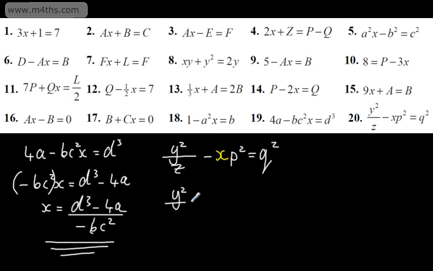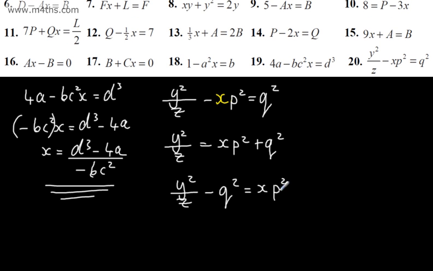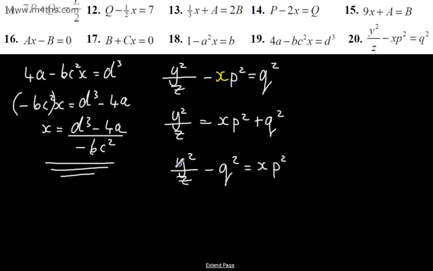I'm going to say that y squared over z will be equal now to positive xp squared plus q squared. I've just added that to both sides. If you don't like the idea of the negatives, you can just add it to both sides. Subtracting the q squared from both sides, y squared over z minus q squared has us now equal to xp squared. The reason I've done that now is to simply have x by themselves, or x multiplied by something by themselves, and then everything on the other side that doesn't have an x in.